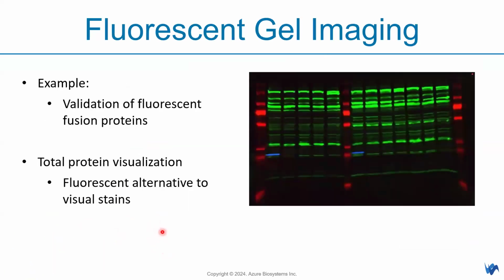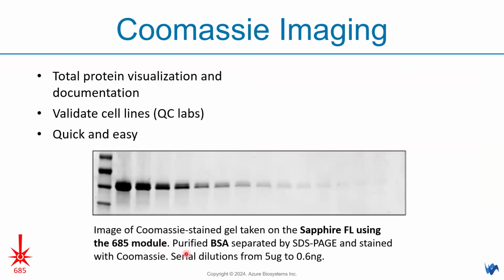Also, fluorescence signal imaging extends to gel imaging, where you visualize your fluorescent fusion proteins like GFP and so forth. And of course, you can also image a Coomassie blue stained gel, imaged under the near infrared 700 channel.